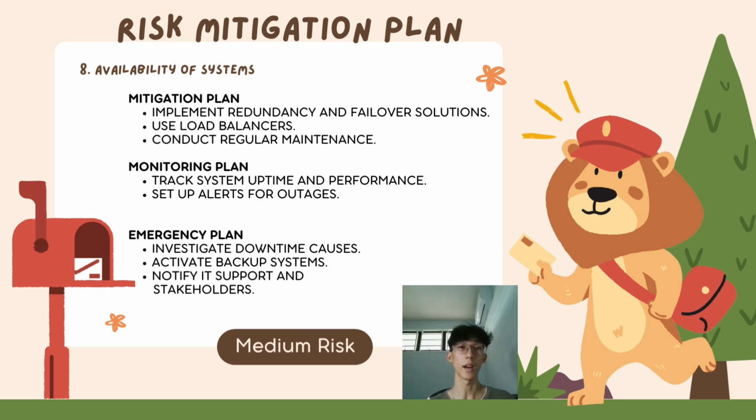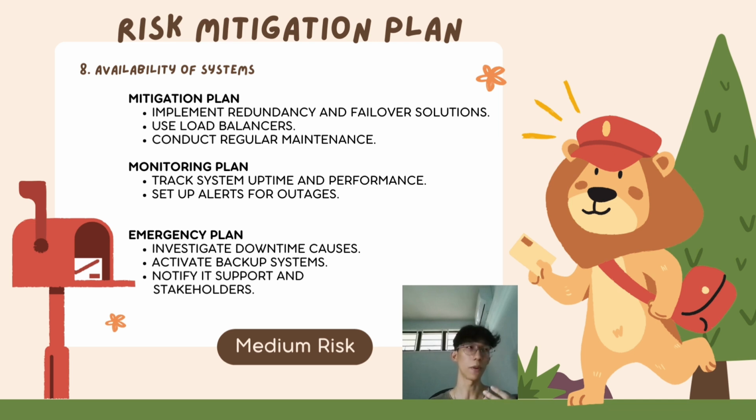For the monitoring plan, monitor system uptime and performance metrics continuously using automated monitoring tools. These utilities provide real-time insight into system health and also allow proactive identification of potential issues before they escalate, and also set up alerts or notifications for system outages or performance degradation to enable immediate response and minimize the disruption to the company operation.